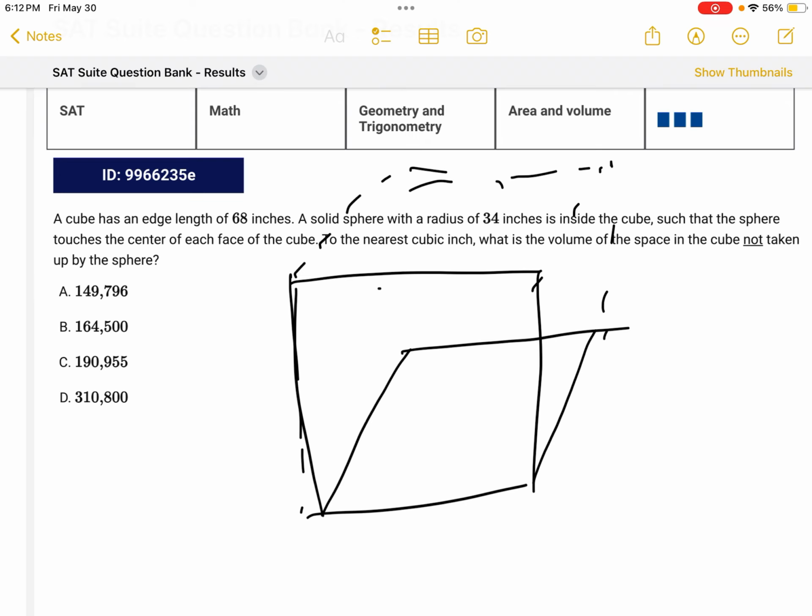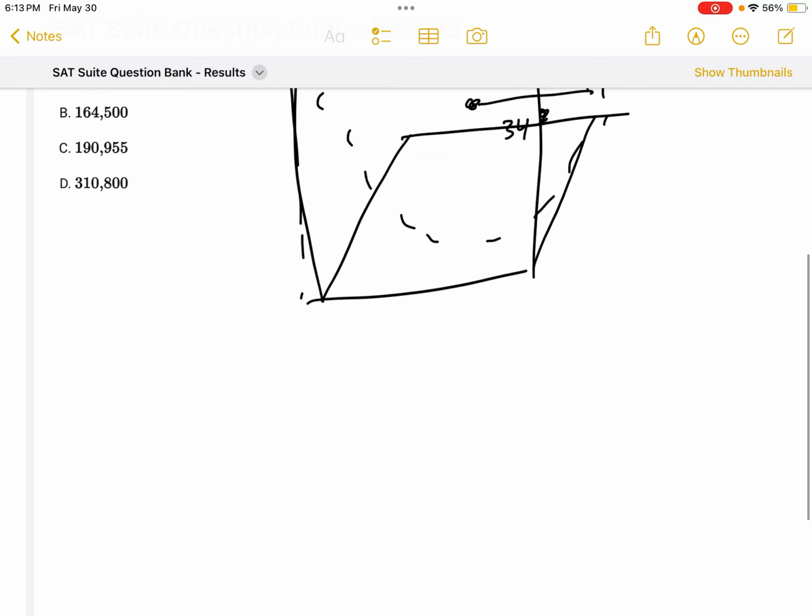Right here. So the sphere, it can look something like this. Center might be right here. The radius is 34, not 34 degrees, it's just 34 inches. And we want to know what's the volume of the space in the cube not taken up by the sphere. So we just have to subtract the two volumes to find out what that is. So let's subtract the volume of the cube minus the volume of the sphere.